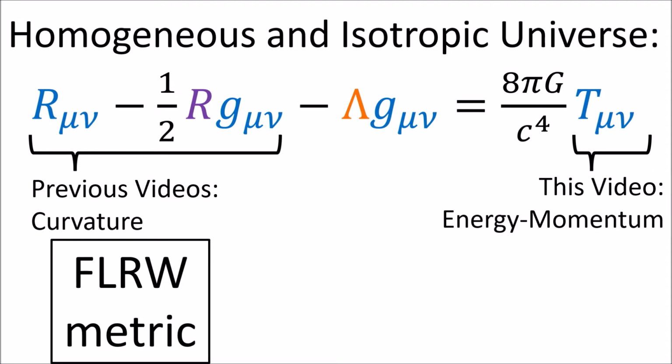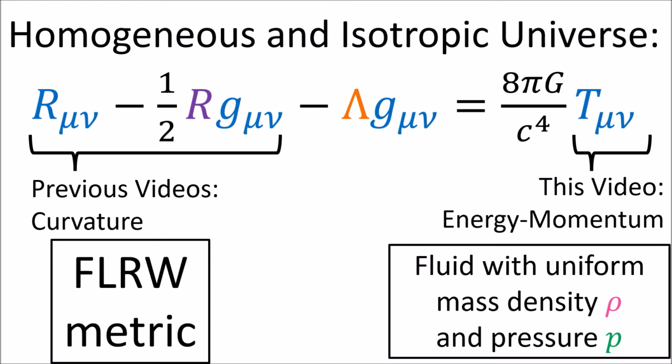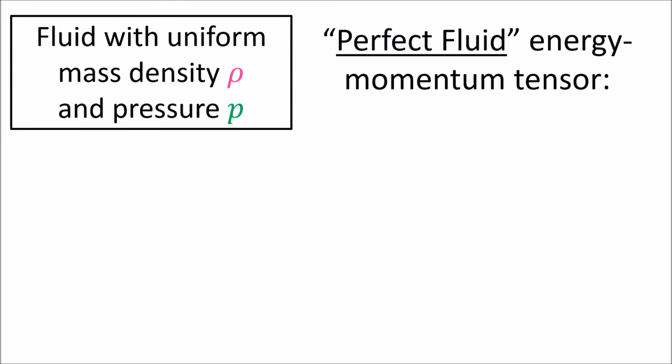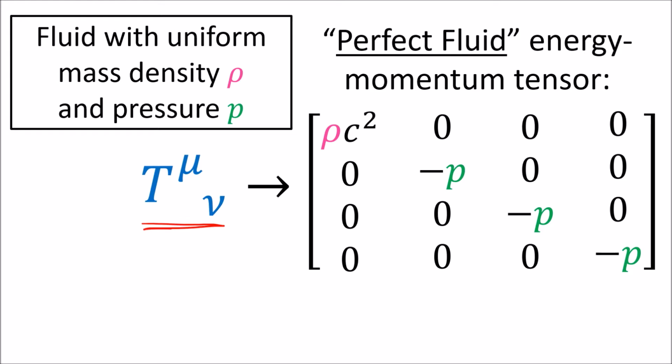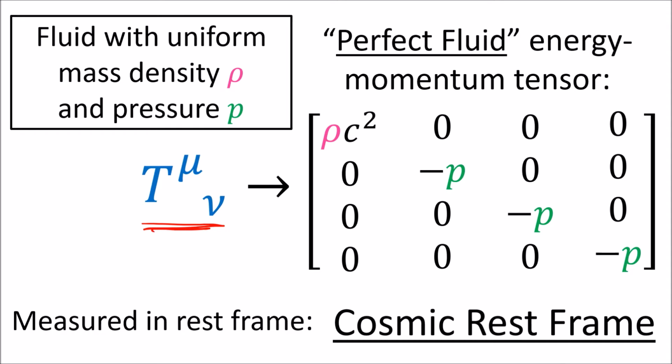In this video, we're going to look at the right side of the Einstein field equations according to the cosmological principle, and we'll see that the energy-momentum tensor represents a fluid with uniform mass density ρ and uniform pressure P. Specifically, we'll look at the case of a perfect fluid, whose energy-momentum tensor with one raised index and one lowered index looks like this, with the energy and pressure on the diagonal and zeros everywhere else. This tensor also represents a perfect fluid in the rest frame of the fluid, and the rest frame of the mass and radiation in the universe is called the cosmic rest frame.